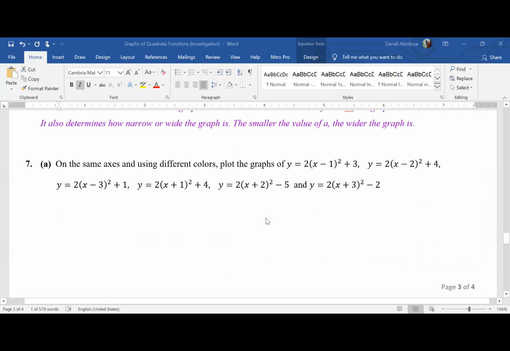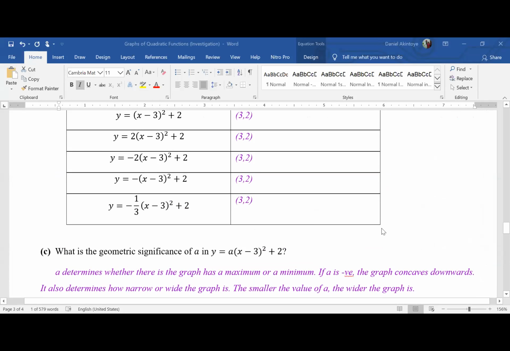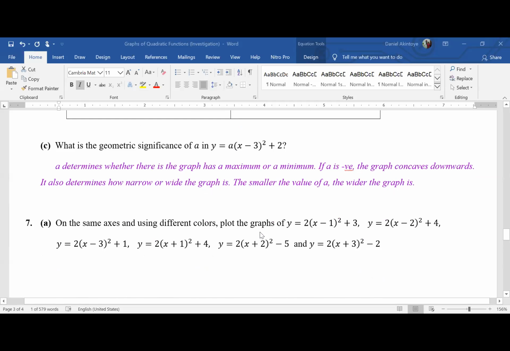So here, what is the significance of a? Let's see what we have. a determines whether the graph is maximum or minimum, just like the previous one as well. a is actually the coefficient of the first term. So without factorization, without putting it in completing the square format, you can determine if it is going to be a maximum curve or a minimum curve. The smaller the value of a, the wider the graph is.